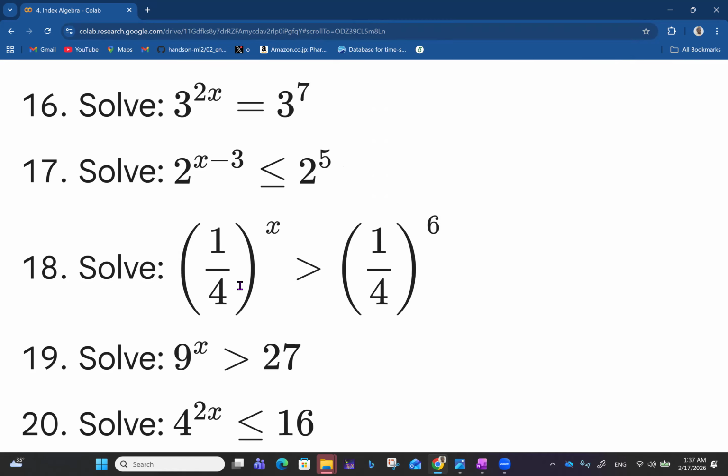So to solve this now, of course, 1 over 4 lies between 0 and 1. So you have to reverse the direction. That means x has to be less than 6 for this to hold true.